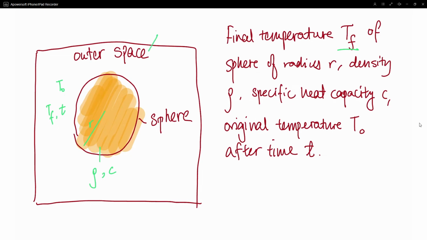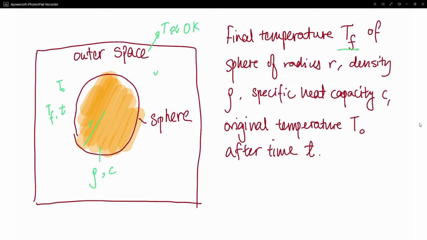First, we can say that the temperature of outer space is going to be very close to 0 kelvins. So there's not going to be much heat that is transferred from the outer space to the sphere. So it's just sphere to outer space. That's the first assumption we can make.